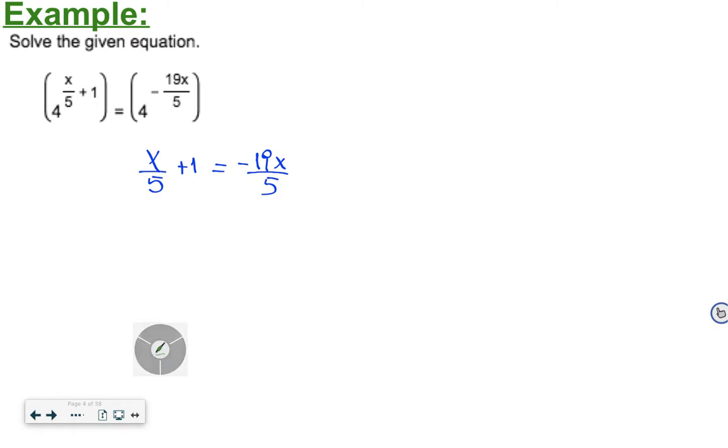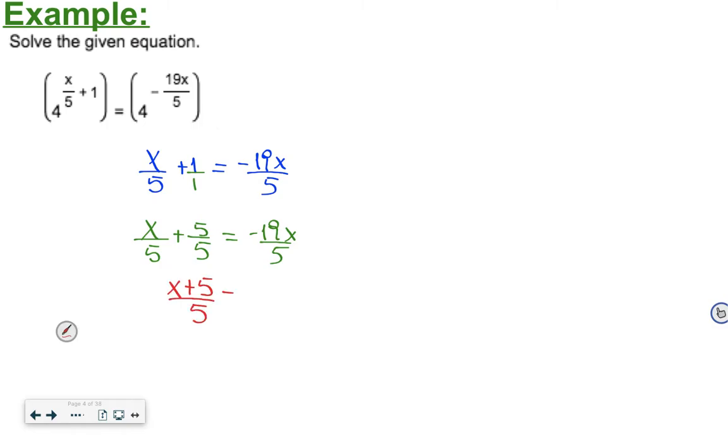Before using cross multiplication, what is the denominator of the 1? It is 1. To be able to add them up, you should make the denominators equal to each other. We know that the common denominator is 5, so you can rewrite the expression with the common denominator: x over 5 plus 5 over 5 will be equal to negative 19x over 5. If you add them up, you will get x plus 5 over 5 equal to negative 19x over 5.